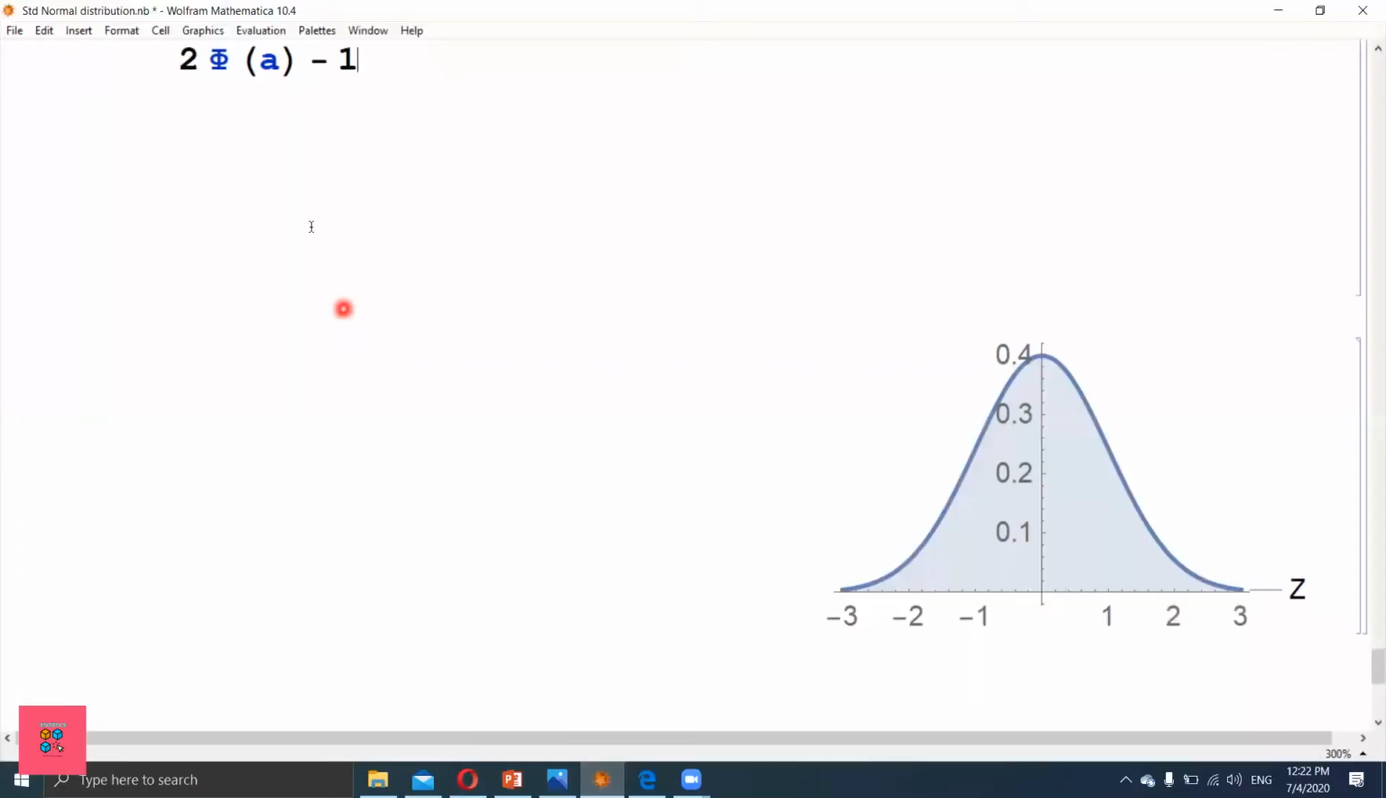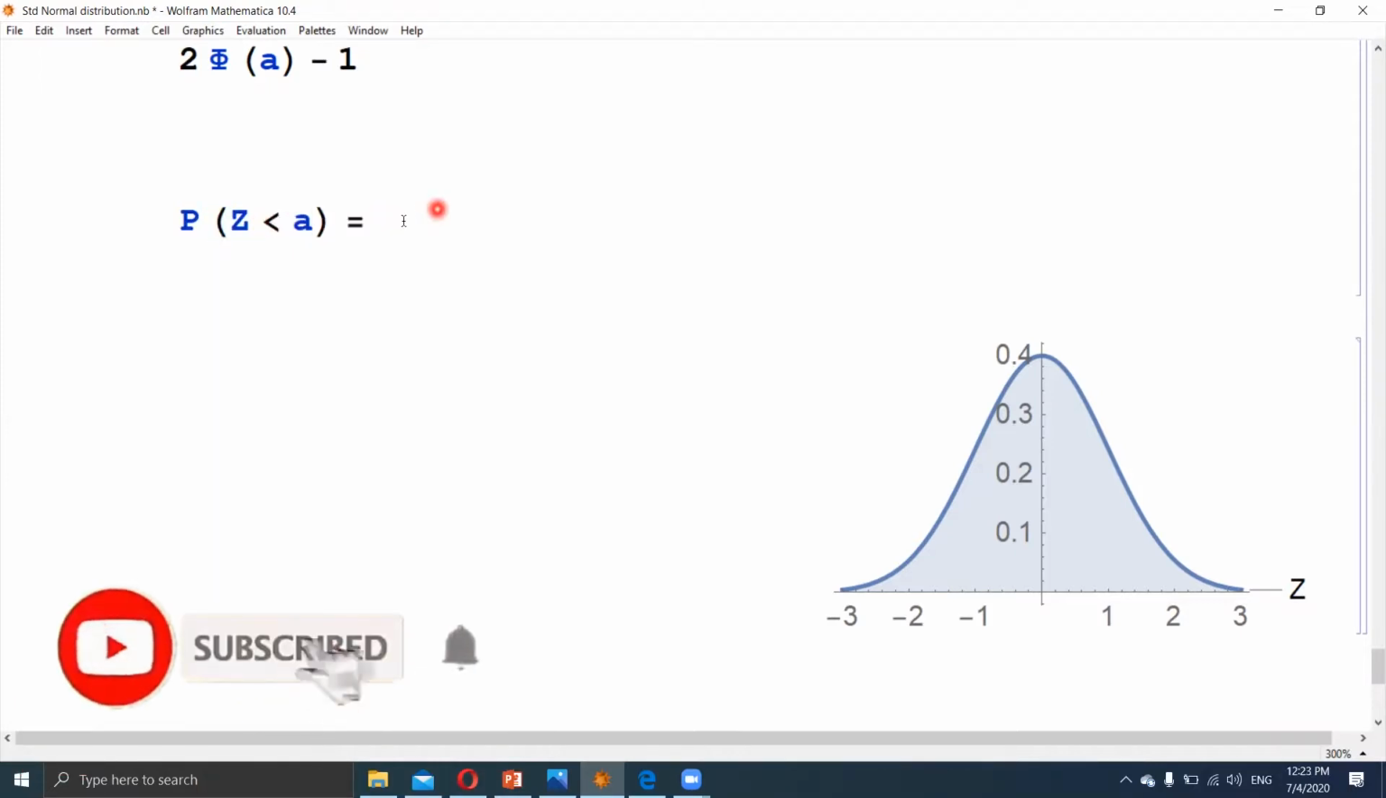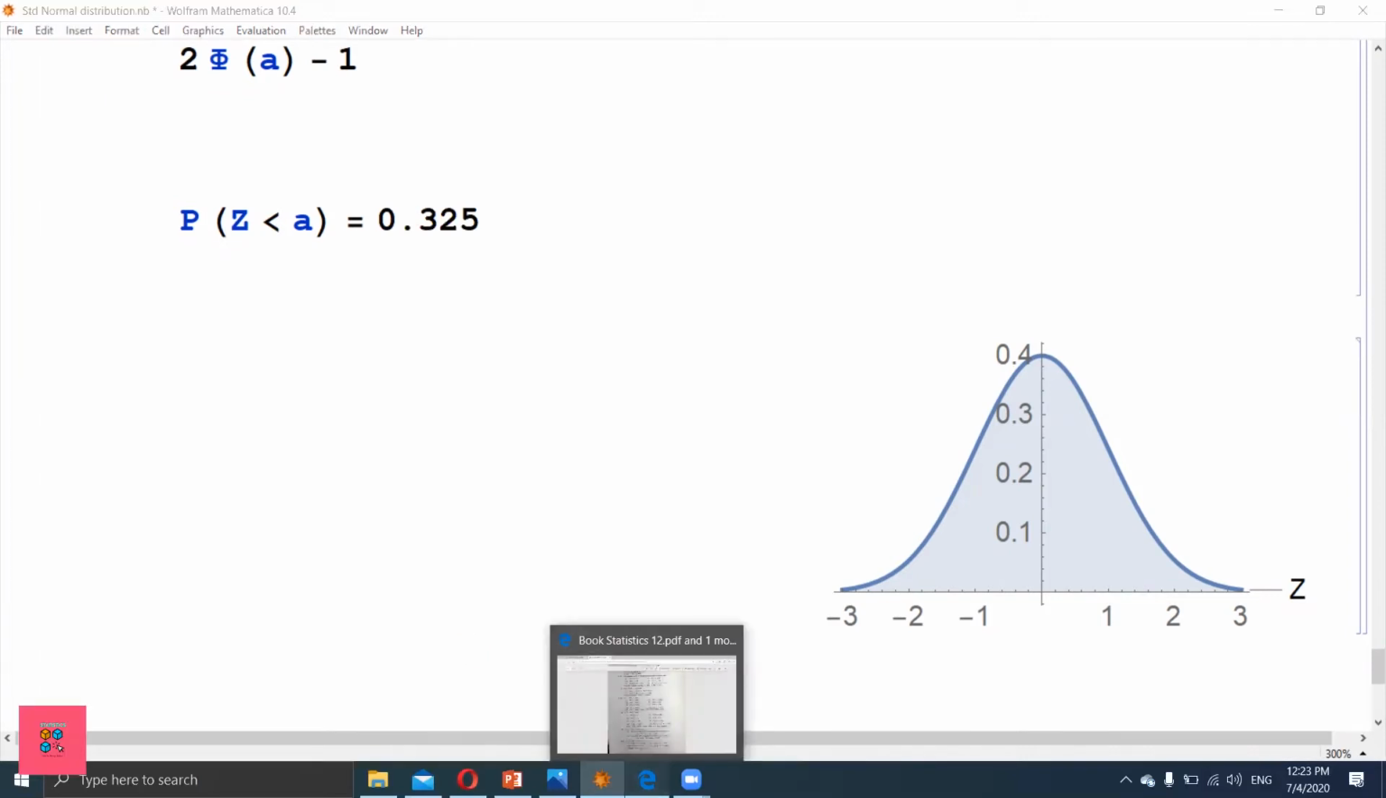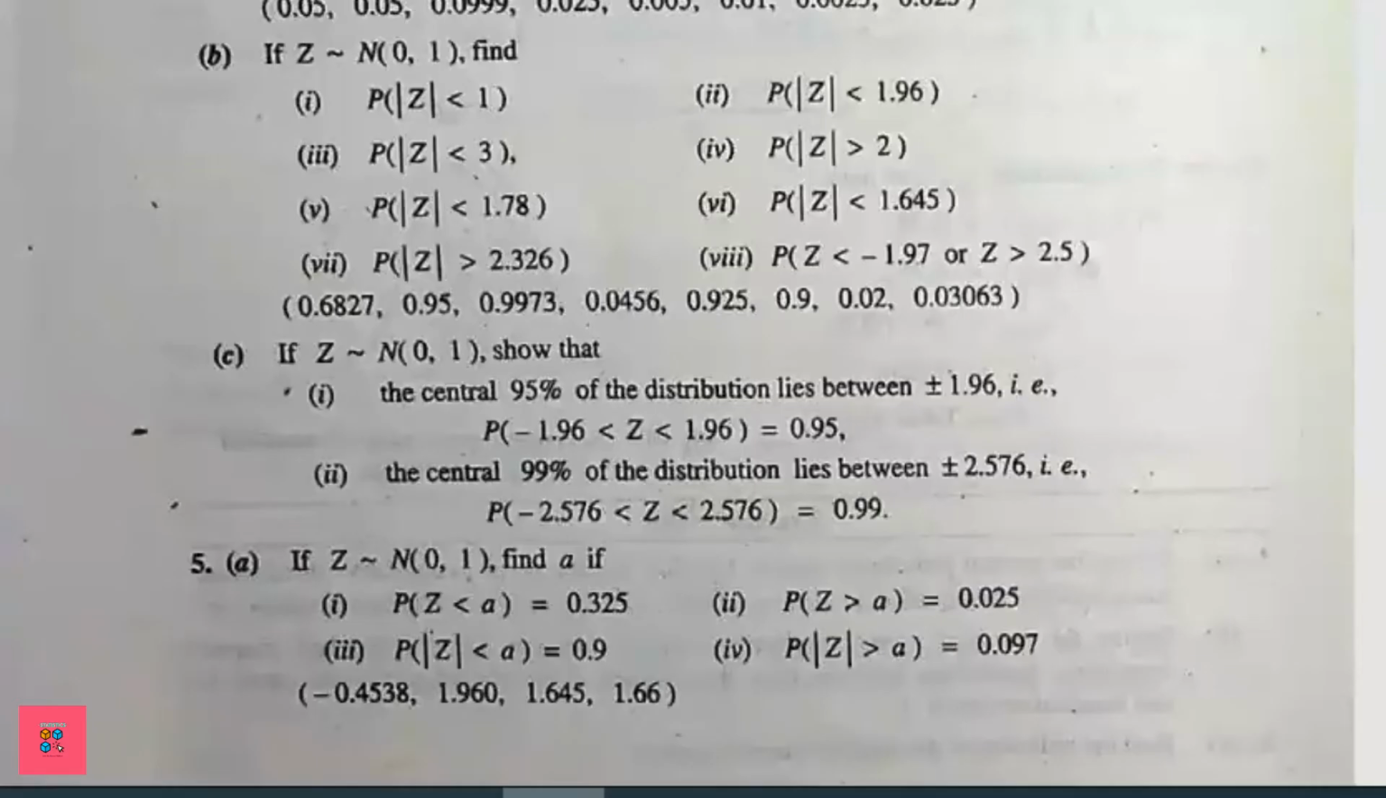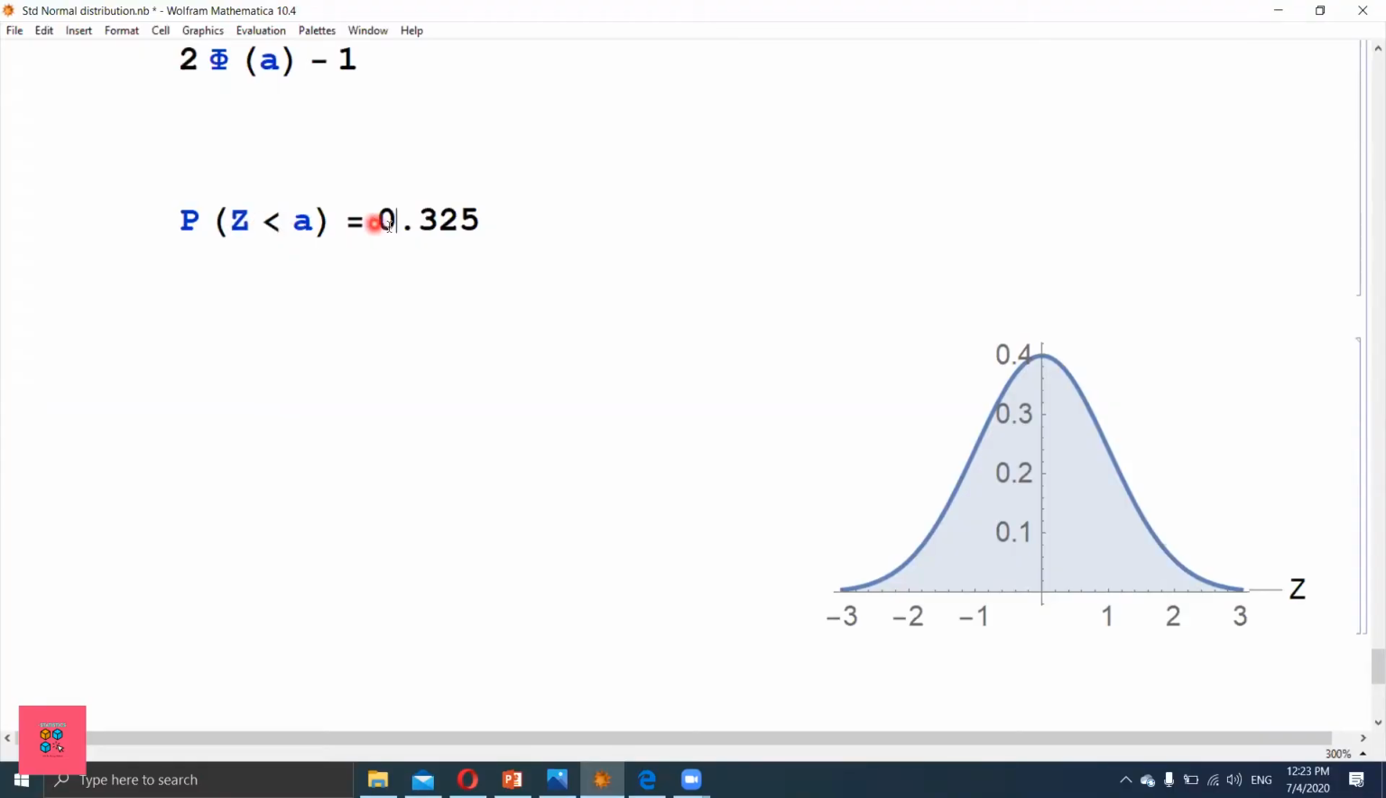Here is a figure of the standard normal distribution, and we have to find the probability z less than a is equal to 0.325. So we have to find this probability. Yes, we will check it. Yes, this is the same. Probability z less than a is 0.325, which is obviously less.